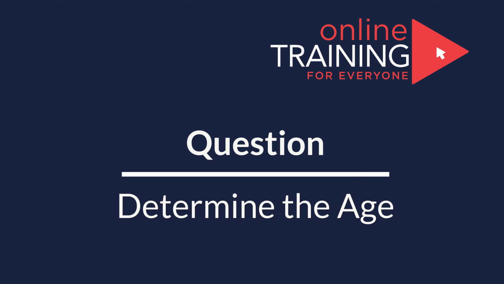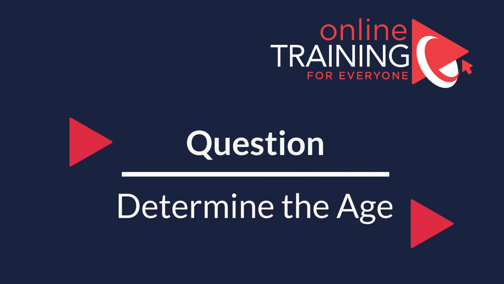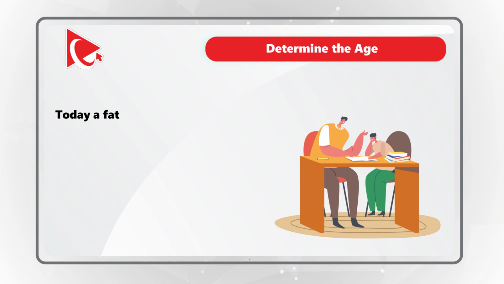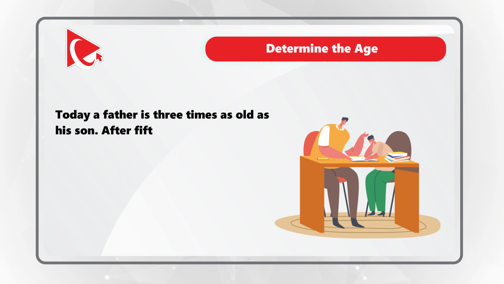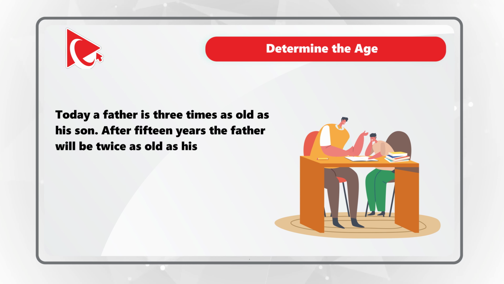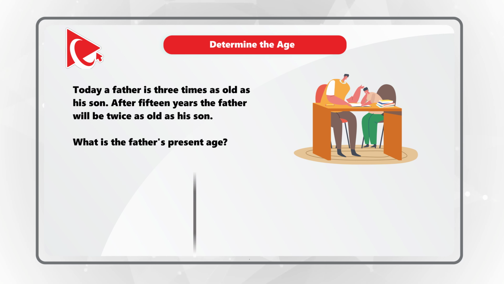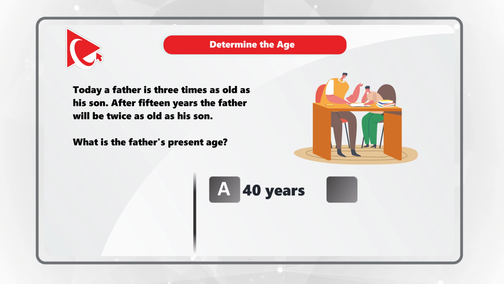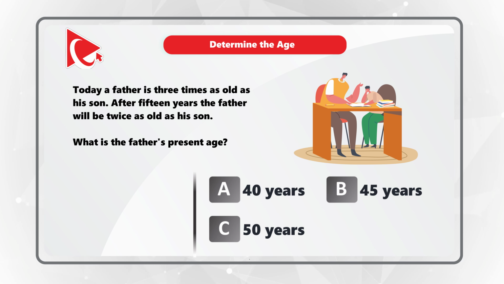Here is a frequent test problem where you need to determine the age of the family members. Today, a father is 3 times as old as his son. After 15 years, the father will be twice as old as his son. What is the father's present age? And you have 4 different choices. Choice A, 40 years. Choice B, 45 years. Choice C, 50 years. And choice D, 55 years.